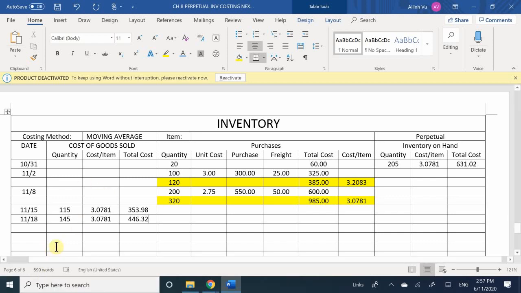So now we're going to go ahead and come on over here. Now, what is 205 minus 145? 60.